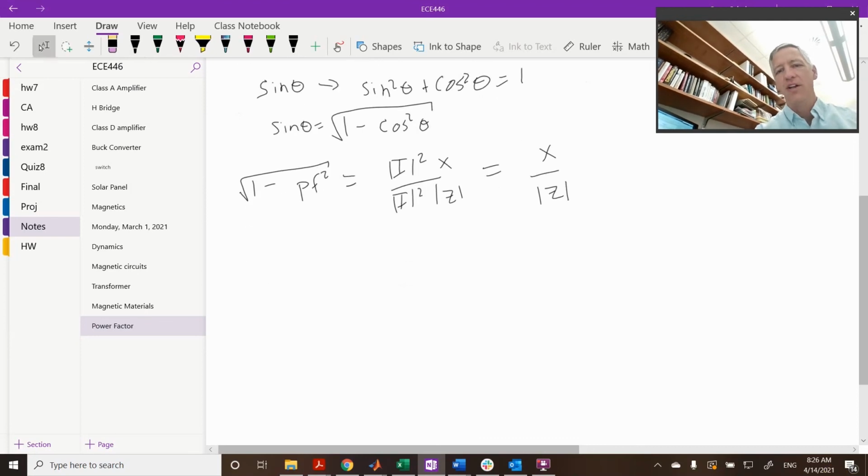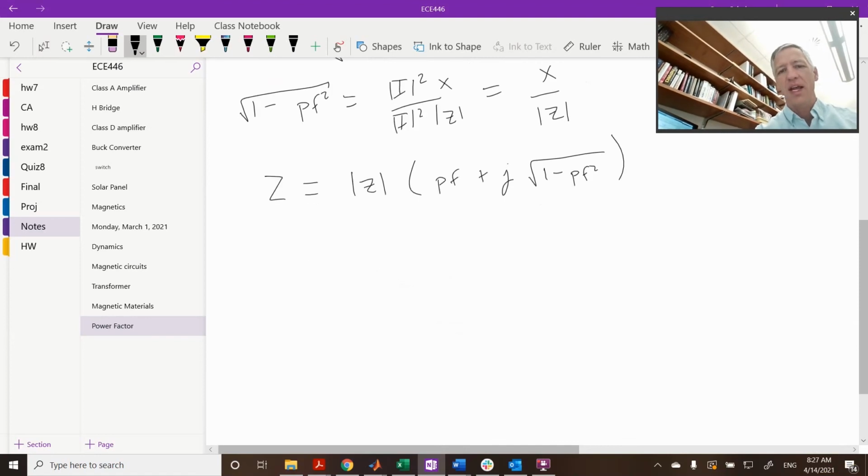So if we put all of this together, we see that our total impedance is equal to Z magnitude times the power factor plus j times the square root of 1 minus the power factor squared. And we see that this is just our impedance. This is going to be our V magnitude over our I magnitude.